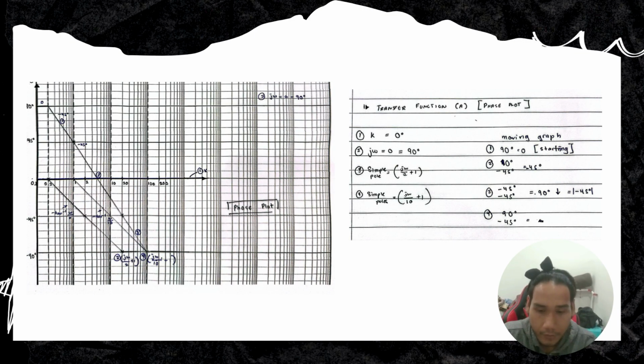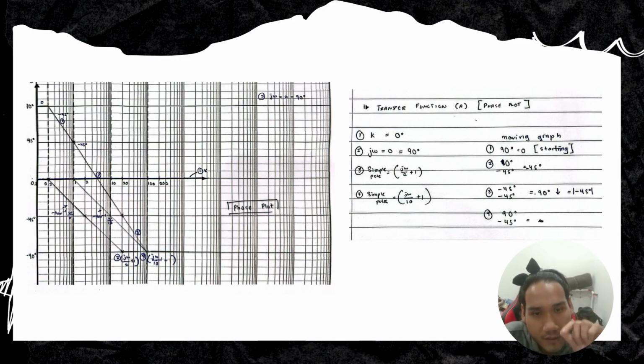In phase plot, the phase change of a pole or a zero does not occur suddenly at the corner frequency. Instead, it occurs gradually over 2 decades, from 1 decade before to 1 decade after the corner value. After the corner frequency, I'm sorry. So let's take an example.